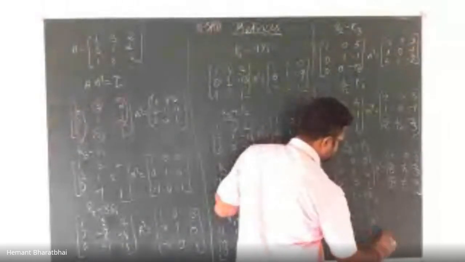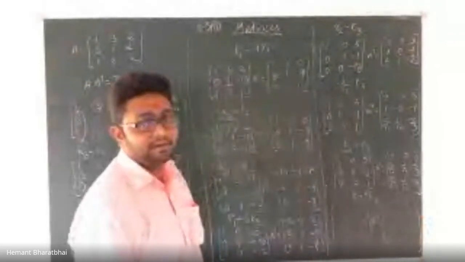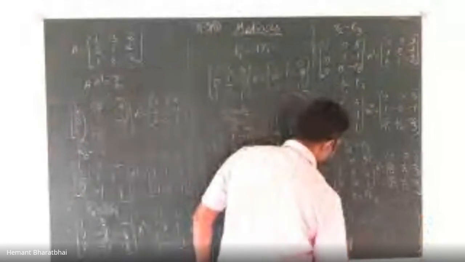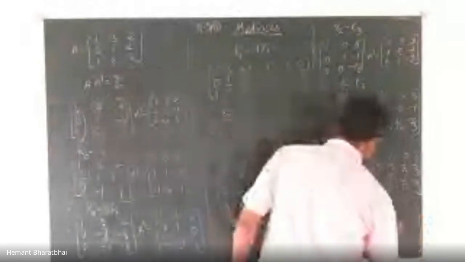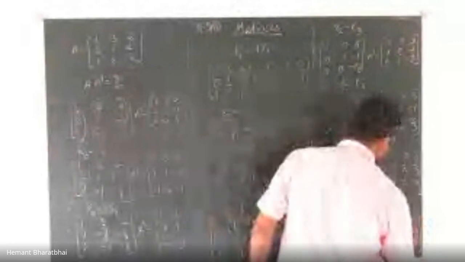A inverse into this. So I am doing transformation in R1. So R2 and R3 are 0, 1, 0, 0, 0, 1. And over here 17 by 12, 1 by 12, minus 5 by 3, and 5 by 12, 1 by 12, minus 2 by 3.